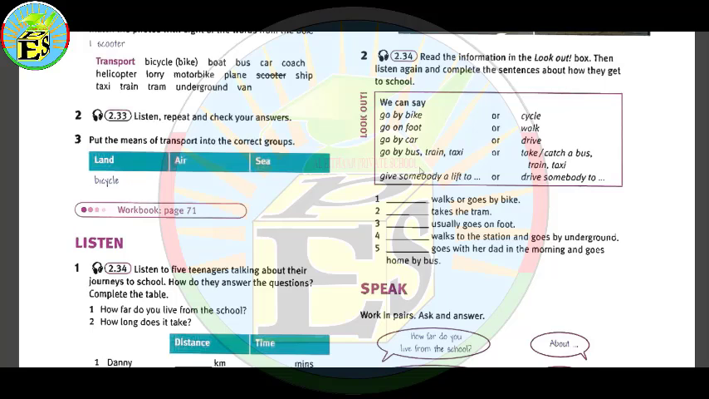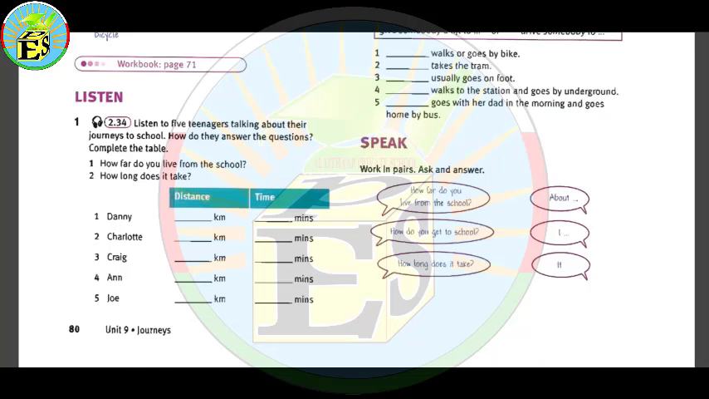With task number 2, you have a lookout box, and this box teaches you to use the prepositions in the correct way. So for example, go by bike. We don't say go on bike or go in bike. We say go by bike or cycle. Go on foot or walk, go for a walk. Go by car or drive, and then go by bus, train, taxi, and the rest of the transportation vehicles that we talked about.